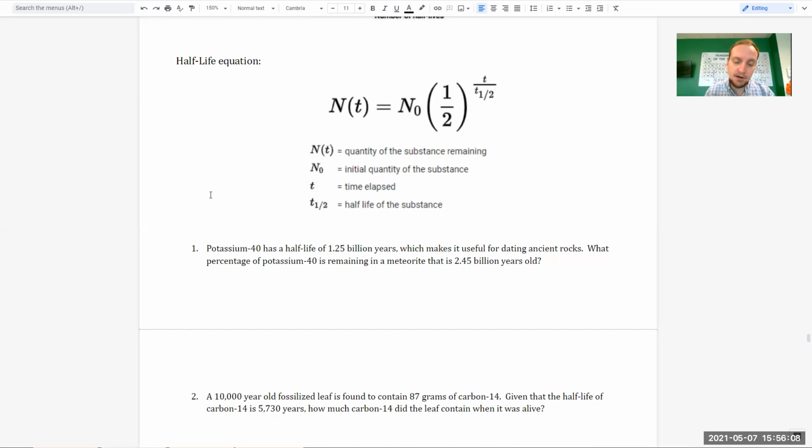The clock basically starts when the organism dies, because while they're alive, the ratio of carbon 12 to carbon 14 is consistent throughout their life. I hope that makes some sense.